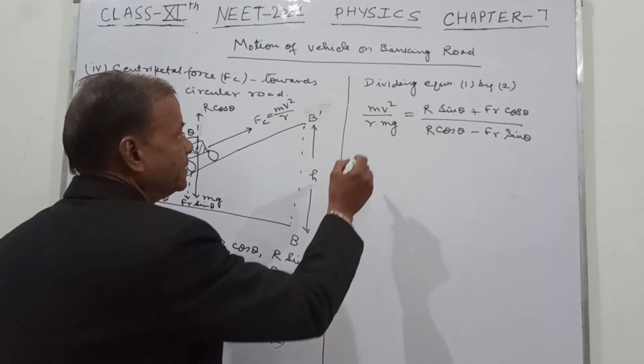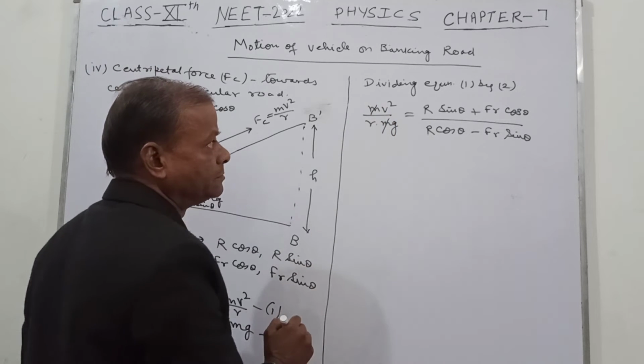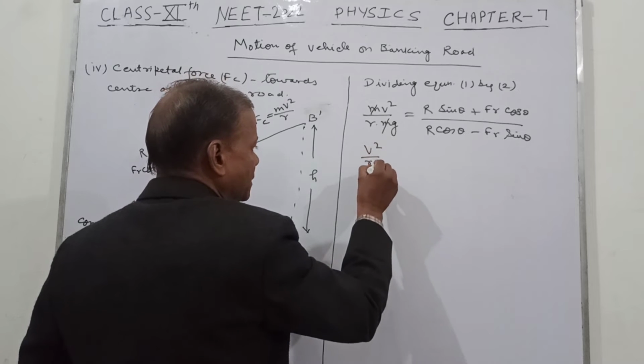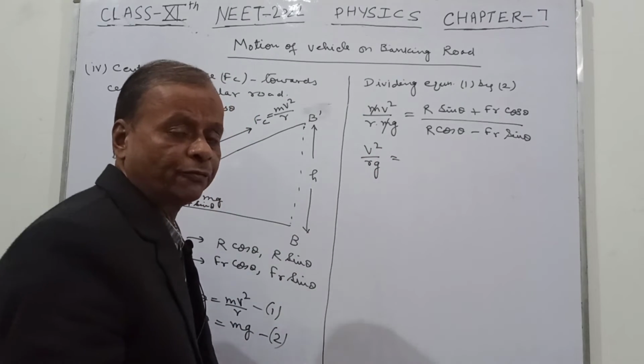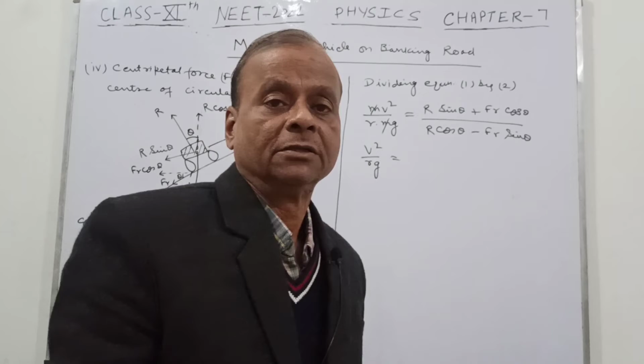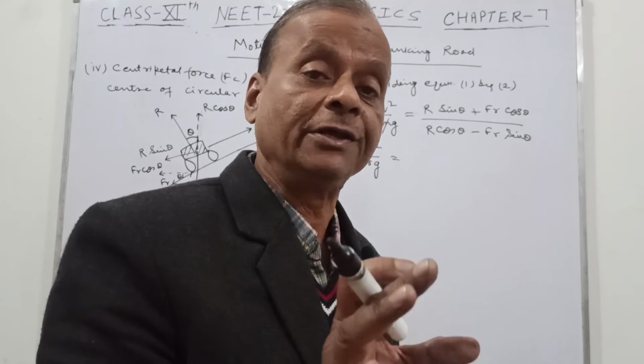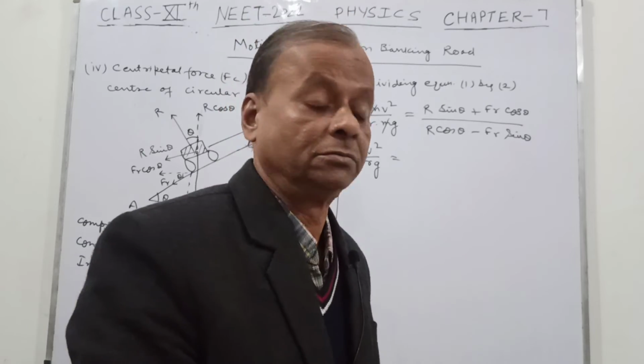So now what we have, this m and m will cancel. So this is now your v square upon r. Now what we have to find? We have to find the velocity by which the vehicle can move safely on the banking road.